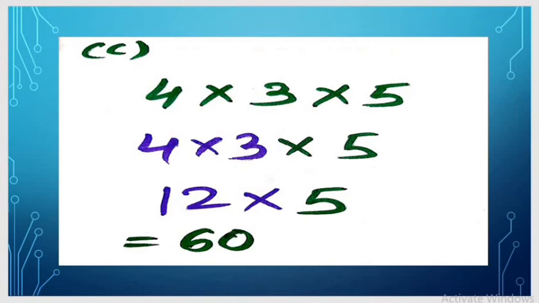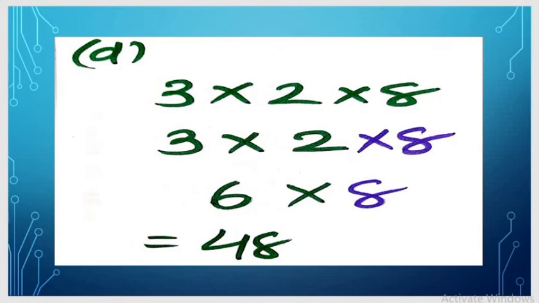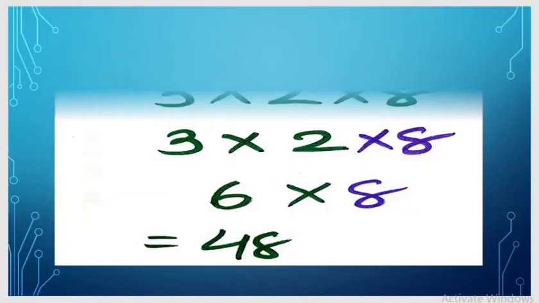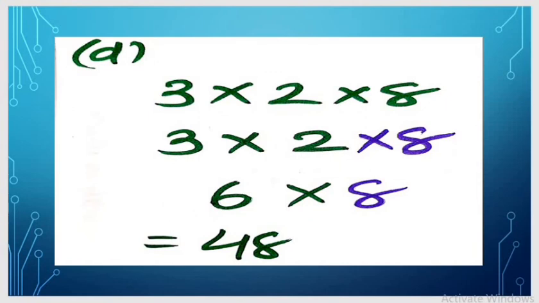Question number D. I hope you all have understood question number C. Now we move on to question number D. So what is question number D? Question number D is: 3 multiplied by 2 multiplied by 8.